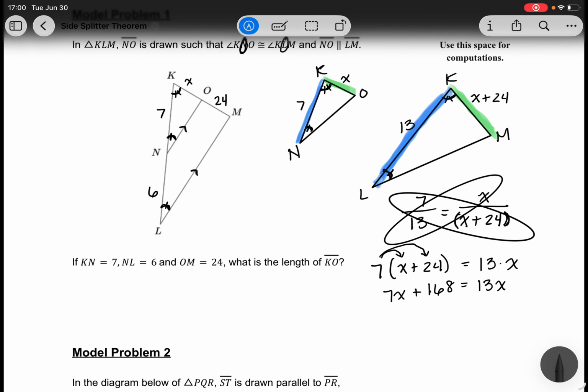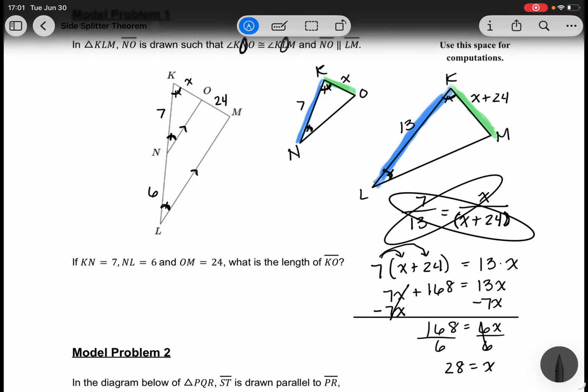From here, we want to move our variable terms onto one side. So we know that 7X is on the left, but 13X is on the right. So we're going to move that 7X, and in order to do that, we have to do the inverse. We're going to subtract 7X from both sides. And once we do that, we're left with 168 equals 6X. From here, we need to get X by itself. So this is our basic step of dividing both sides by 6. So we're going to do 168 divided by 6 along with 6X divided by 6, which gets us to 28 equals X.